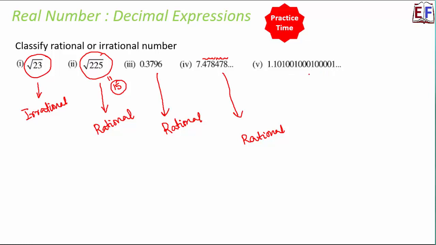1.10110001100001100001. Here we see this is non-terminating and also non-repeating because no digit or string of digits keeps repeating. The exact string of digits has to repeat. If it has to be repeating, it has to be like this: 101, 101, 101, 101, like that. So this is non-terminating, non-repeating. Therefore, this is irrational. I hope you found the video useful. In the next video, we are going to learn about operations on real numbers. So stay tuned.